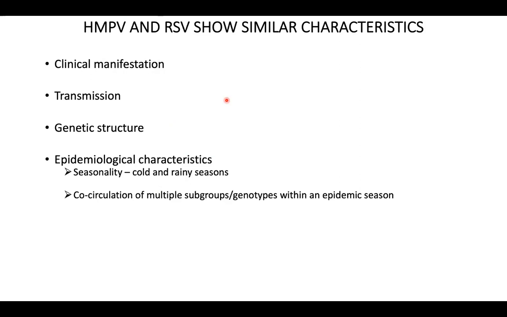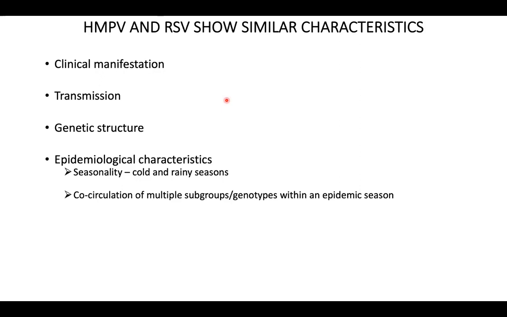Clinically, they are indistinguishable. Infection ranges from mild upper respiratory tract infection to severe lower respiratory tract disease, that is, the characteristic pneumonia and bronchiolitis. This also overlaps with other respiratory pathogens like flu and COVID-19. HMPV and RSV also share a similar mode of transmission, through respiratory droplets when you come into contact with an infected person or contaminated surfaces. They also have a similar genetic structure, although there are minor differences.